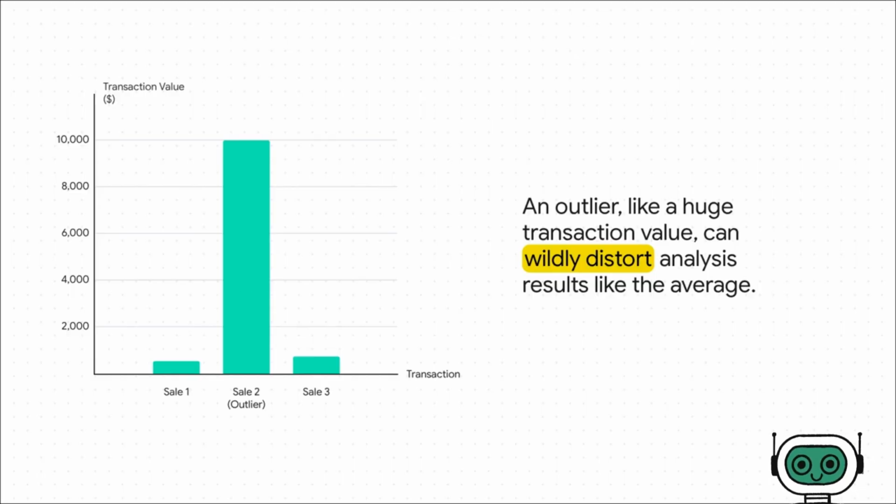And this chart is a perfect example of an outlier. Imagine these are your monthly sales figures. That one giant bar could be a huge, legitimate sale, or it could be a typo or someone added an extra 0. If you just calculate the average without investigating that spike, your result will be completely misleading.